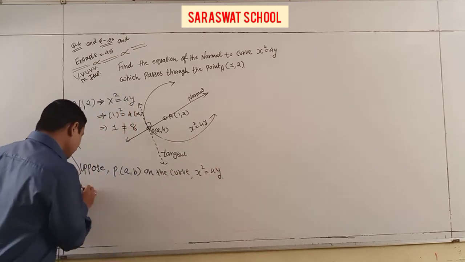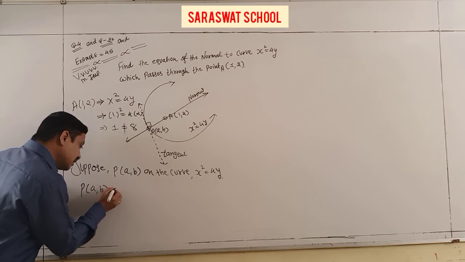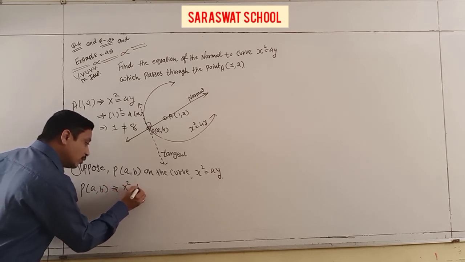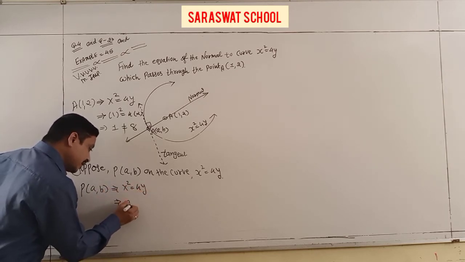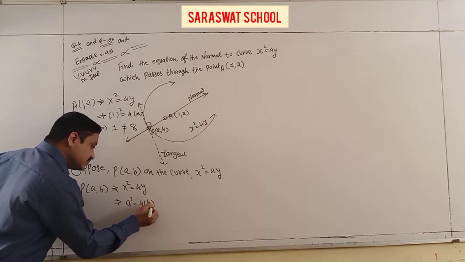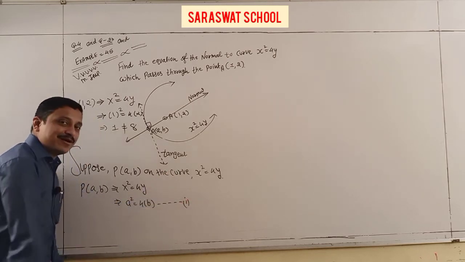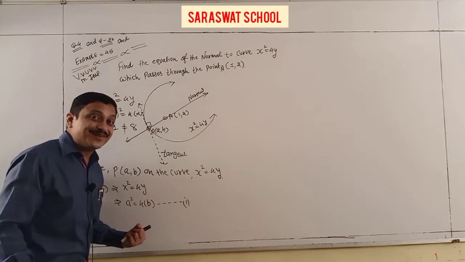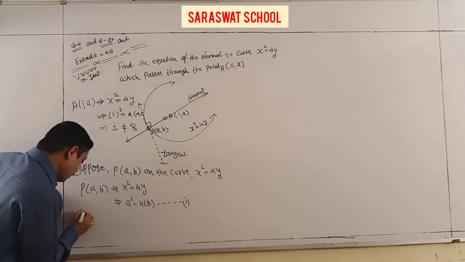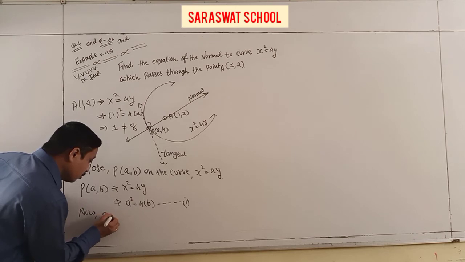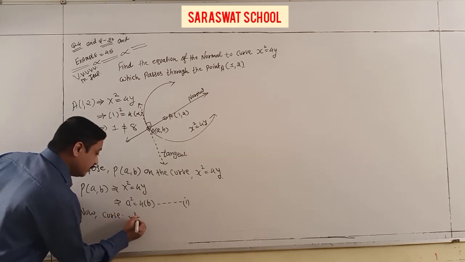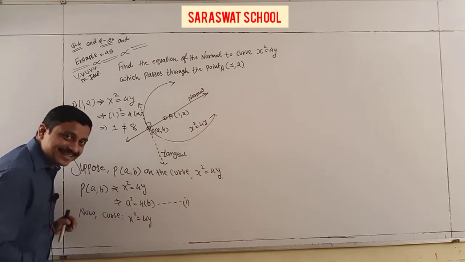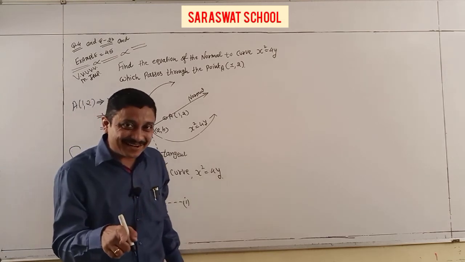So definitely the point is also on the curve. Substituting the values, x is a, y is b, so a square is equal to 4b. That is our statement number 1, and this equation is used at the end of the solution. Now for the given curve, I make the derivative with respect to x.